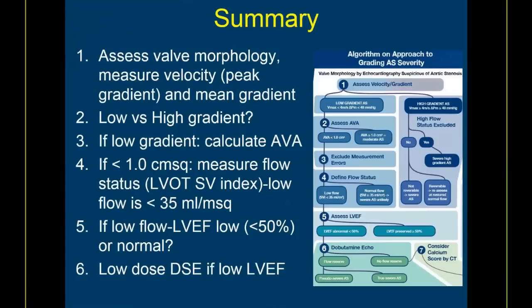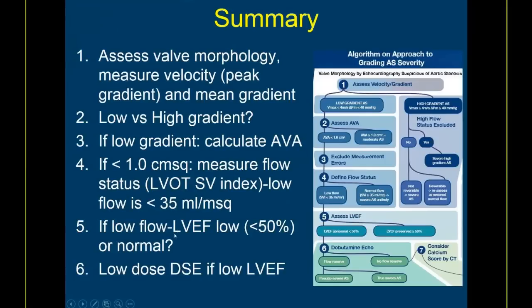So to summarize this algorithm approach that is in the guidelines, you want to assess valve morphology, and then you want to measure your velocity and mean gradient. And then you want to divide it into, is it low or high gradient? If it's low gradient, you go ahead and calculate your aortic valve area. And if it's less than 1.0 centimeters squared, then you go on to measure your flow status by your LVOT stroke volume index, with low flow meaning less than 35 mL per meter squared.